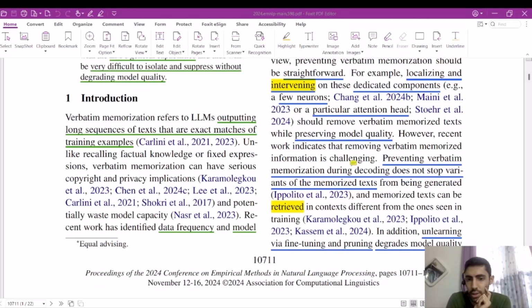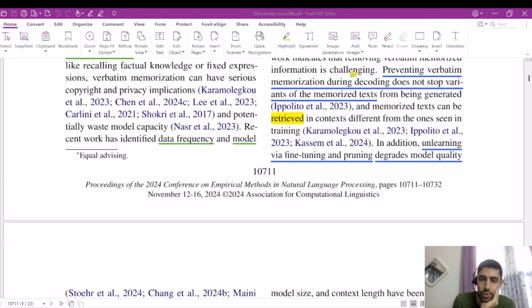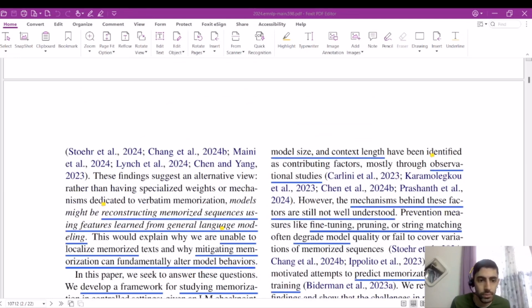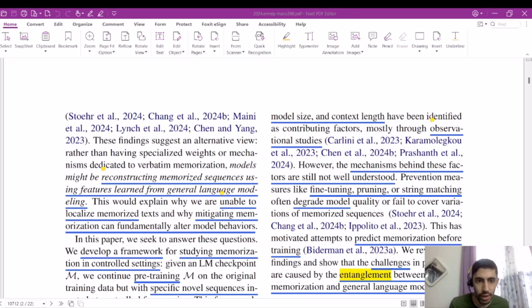In addition, unlearning via fine-tuning and pruning degrades the model quality, as we talked about. It's because verbatim memorization is very dependent on the model's language understanding. So these findings suggest an alternative view: rather than having specialized weights or mechanisms dedicated to verbatim memorization, the model might be reconstructing the memorized sequence using features learned from general language modeling. This is a very interesting point. Actually, the model does not save a whole sentence. It saves part of the sentence, which is triggered by some prompts, and the other parts are generated by the model's general language understanding.